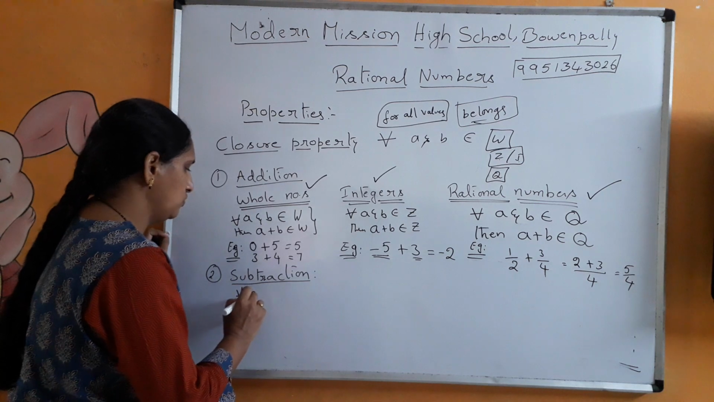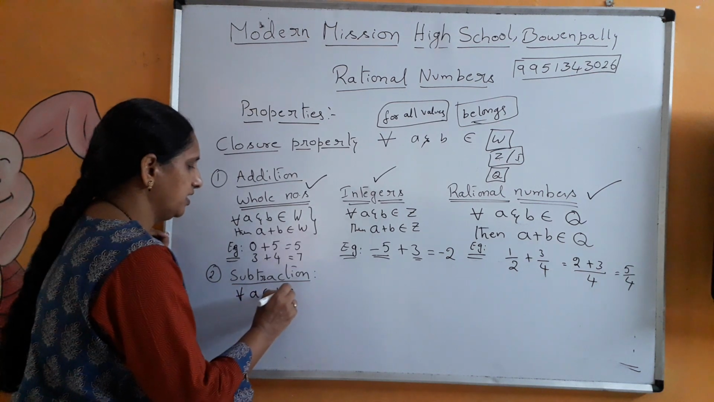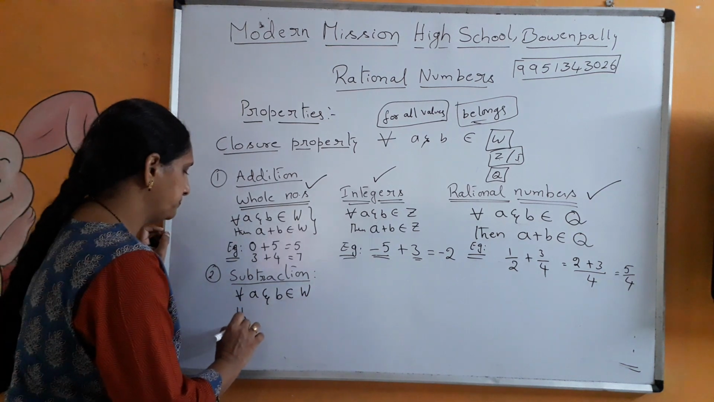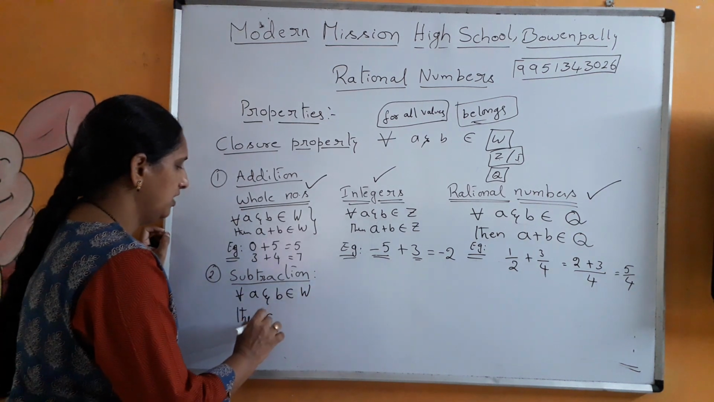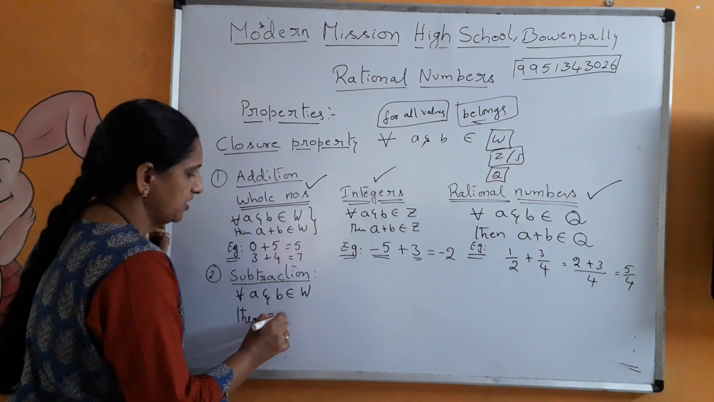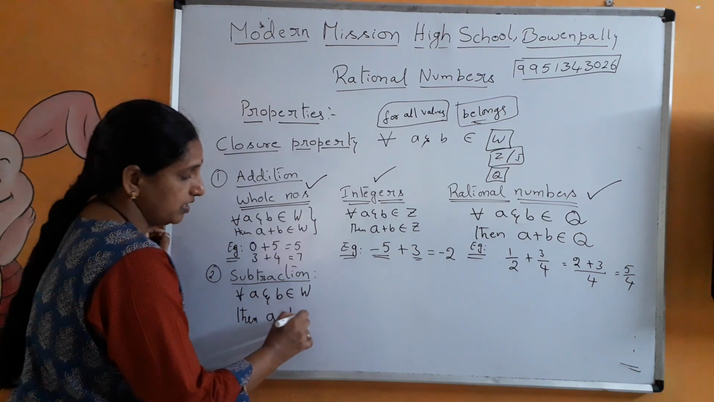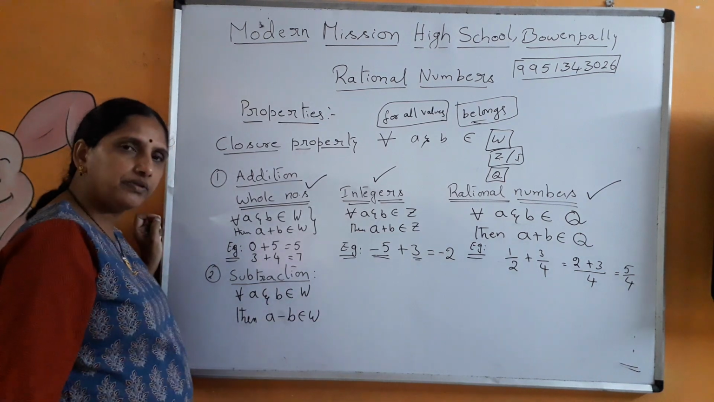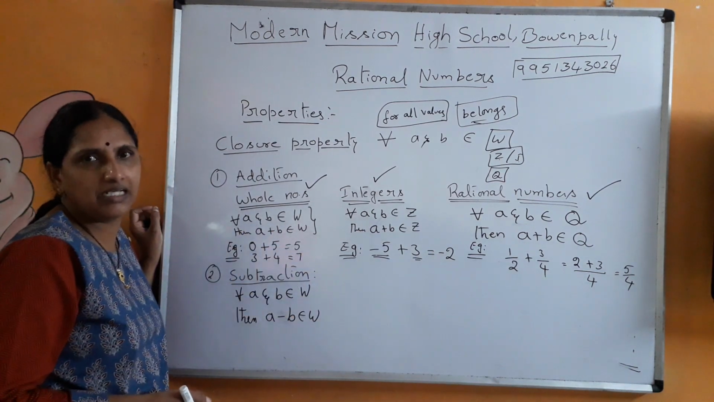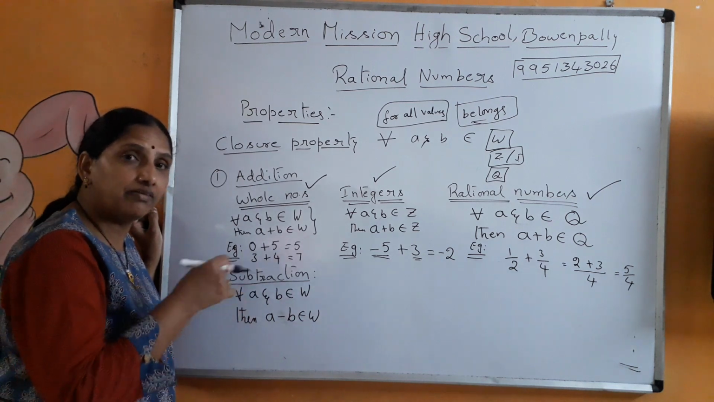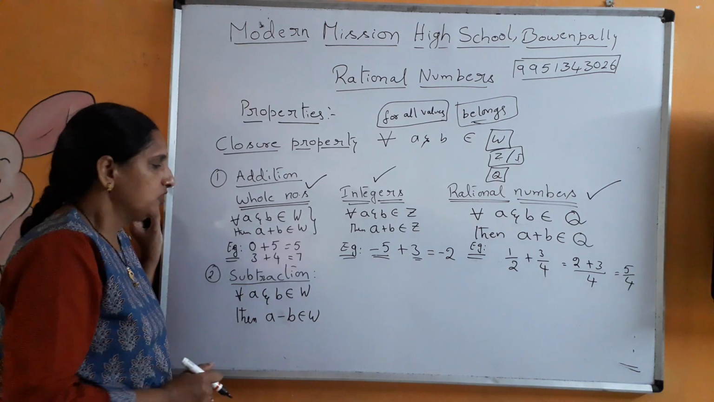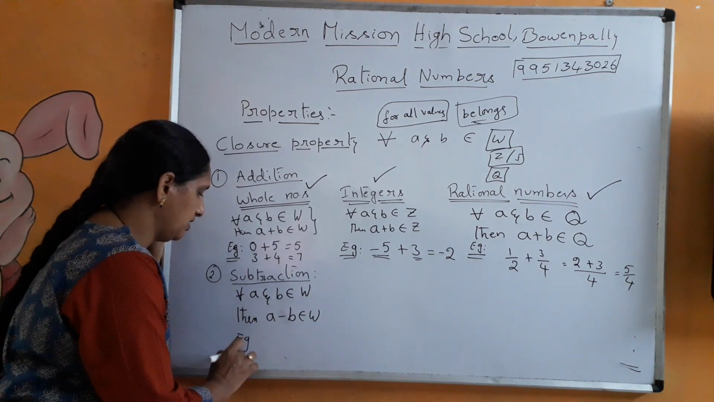For all values of A and B, I am repeatedly writing it because you people should know how to write it. Then A minus B also belongs to whole numbers. I just wrote how to write it as a statement. Now it is our job to verify whether it is true or not. Let us see with an example.